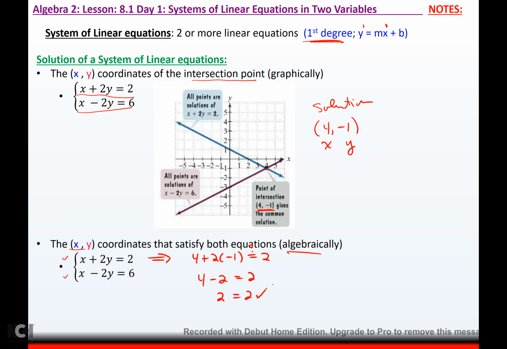So far, so good. It still doesn't mean it's a solution unless it works in both equations. So if I check the bottom one, change x to 4, minus 2 times y, negative 1, equals 6. 4, that's going to be plus 2, 6 equals 6. It is true in both equations, so yes, it is a solution.